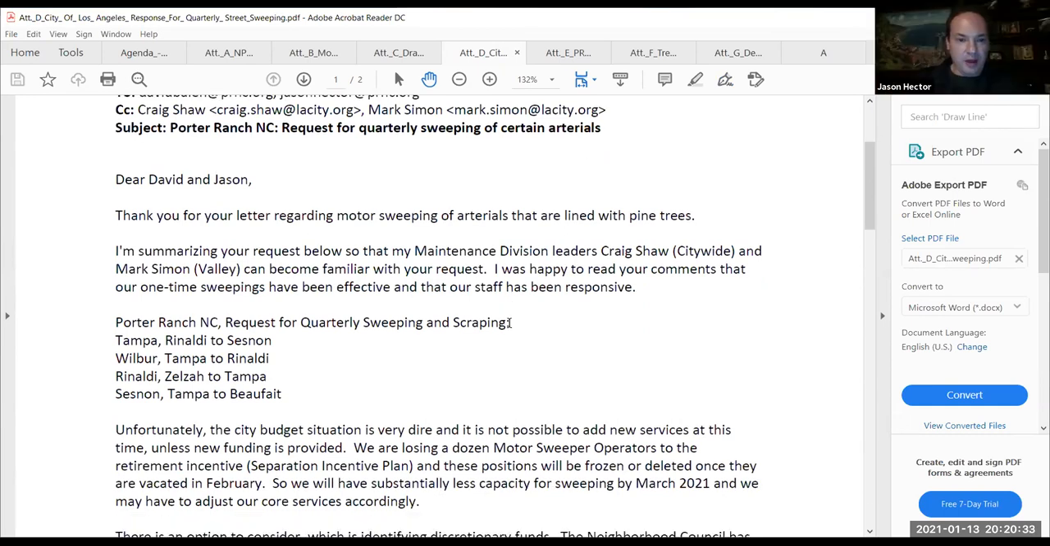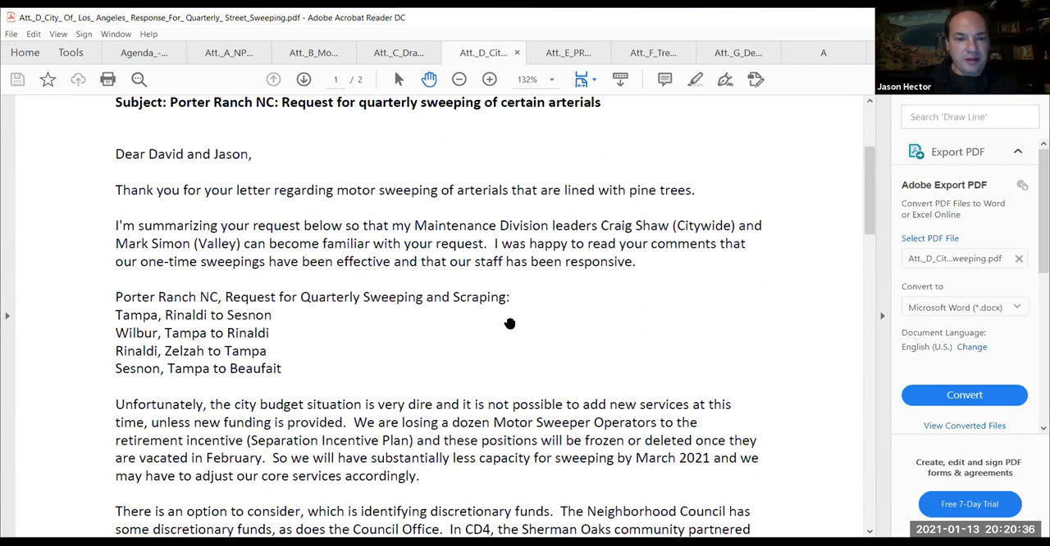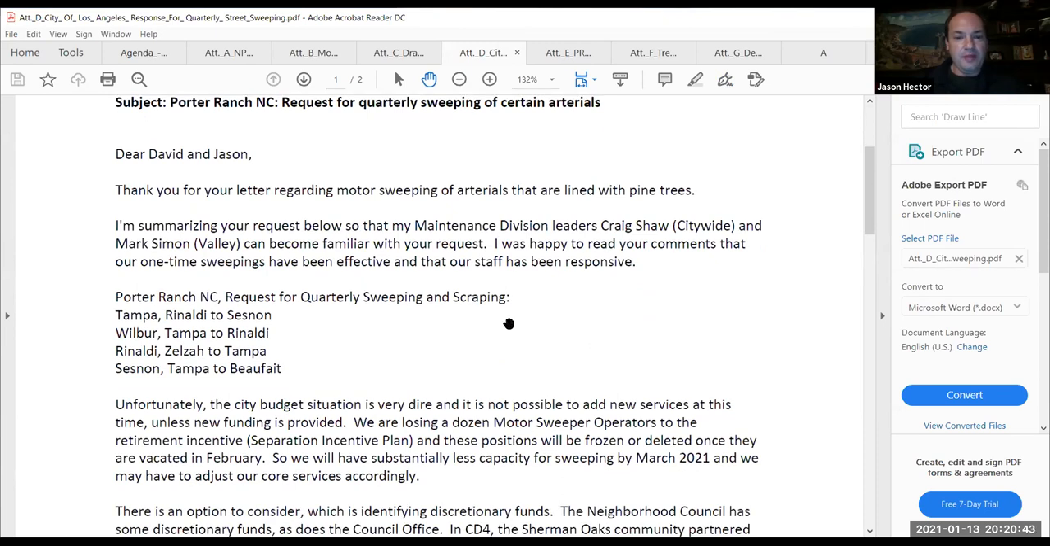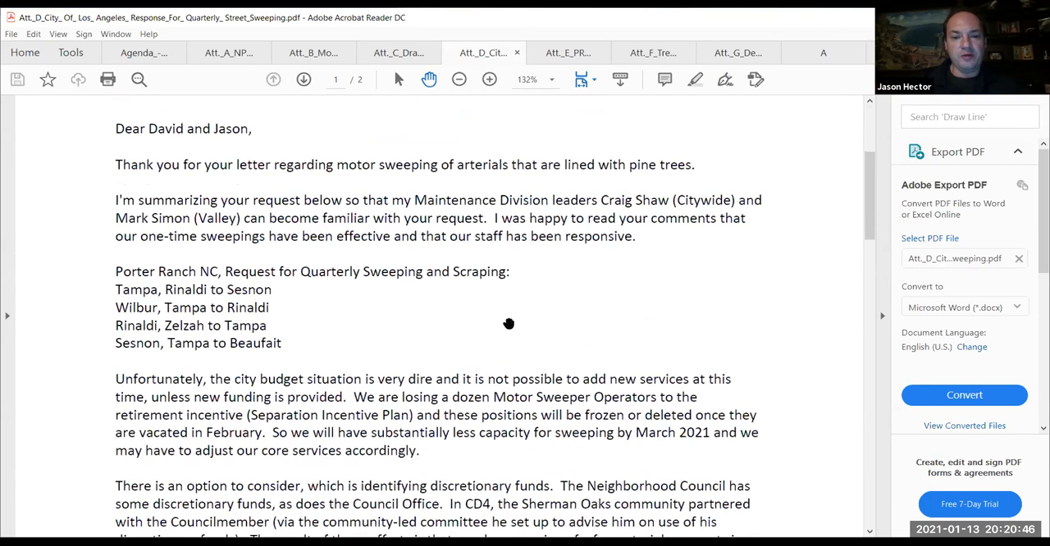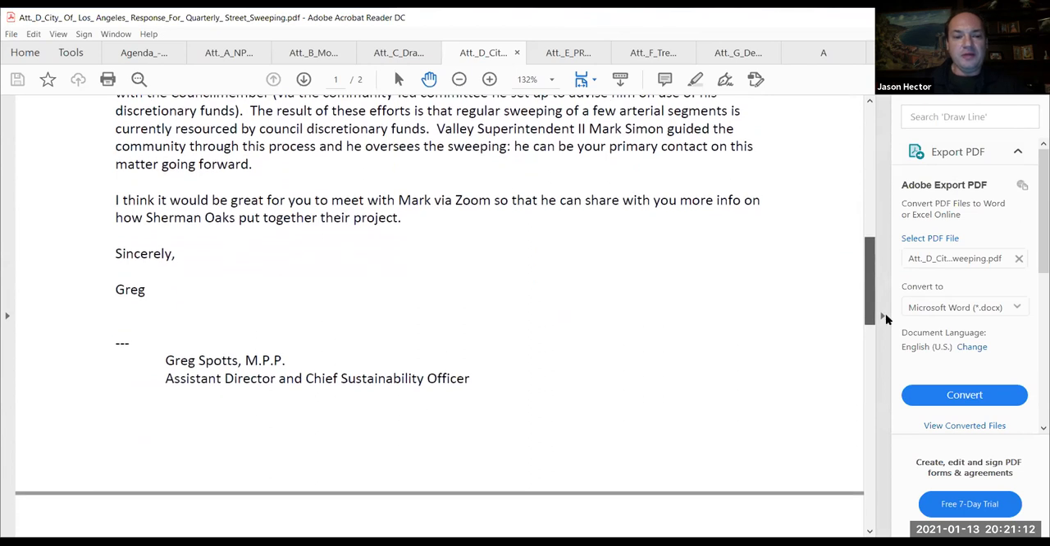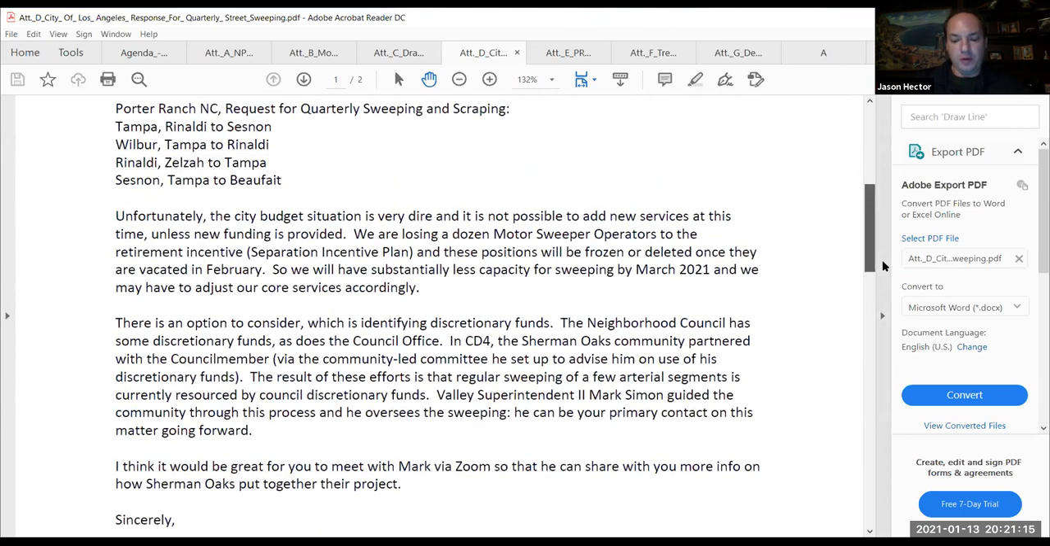Basically we were requesting street sweeping on those intersections that you see there. And their response was that they're losing a dozen motor sweepers for various reasons. The next paragraph mentions using discretionary funds from the council office, and they cite an example in Sherman Oaks. They say it's Mark Simon, the Valley superintendent, who is the contact. The last paragraph says, I think it would be great for you to meet with Mark Simon via Zoom so that you can share more information.